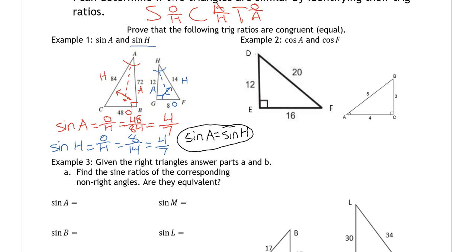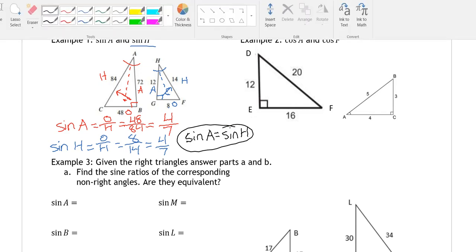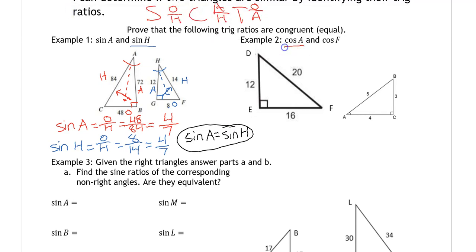All right, example 2, same thing. I'm going to start with cosine of A, which is flip-flop. A is over here. All right, so I have my hypotenuse, the opposite side, and the adjacent side. So now we're looking at cosine of A. Remember, cosine, I'm using this as adjacent over hypotenuse. My adjacent side is 4. My hypotenuse is 5. 4 out of 5 does not reduce.